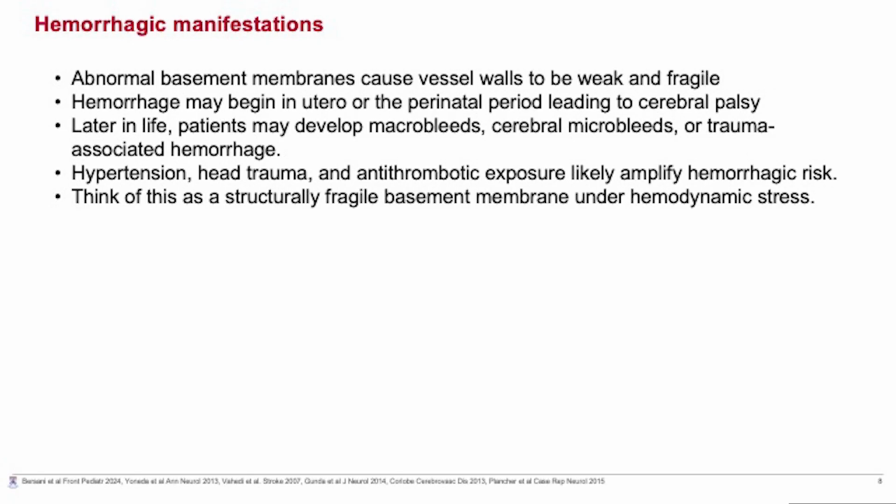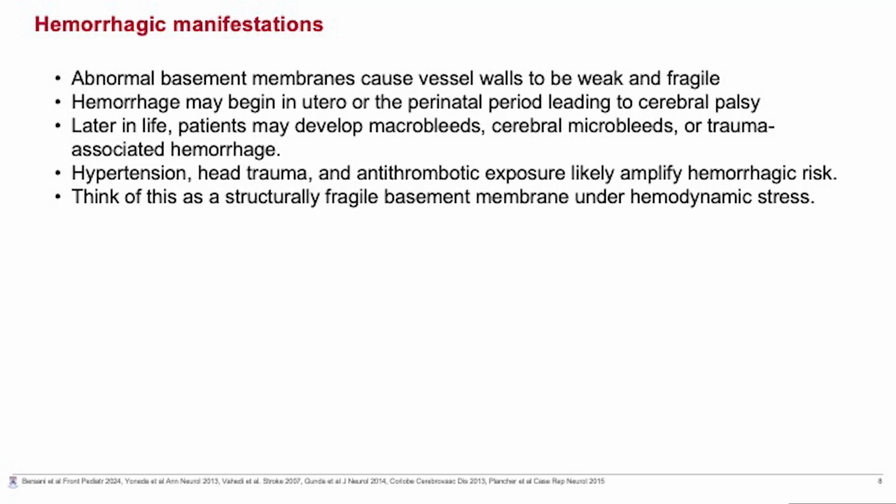Let's talk a little bit about the bleeding manifestations. These abnormal basement membranes also cause vessel walls to be weak and fragile. Hemorrhage can occur in utero or in the perinatal period, leading to cerebral palsy. It can also happen later in life.